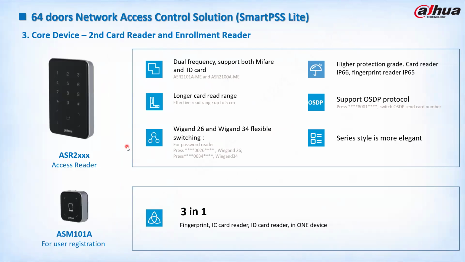For the second generation access control readers, the card readers and enrollment readers support the following functions. They have dual frequency support for both Mifare and ID cards. They have long range card reading. They support two types of Wiegand communication protocol, Wiegand 26 and Wiegand 34, with flexible switching.